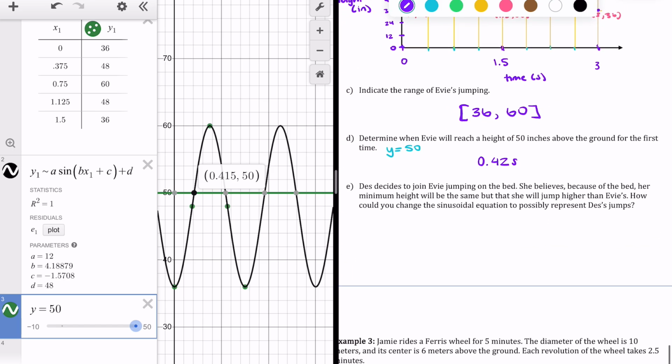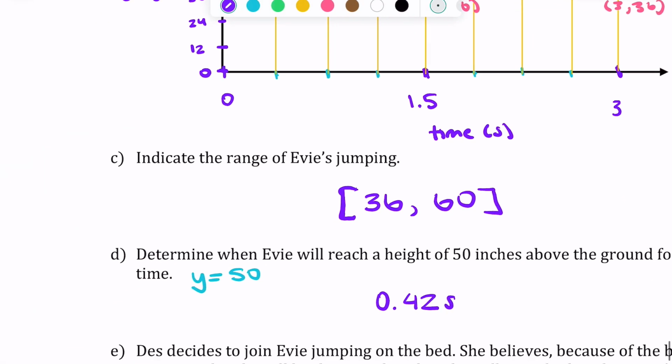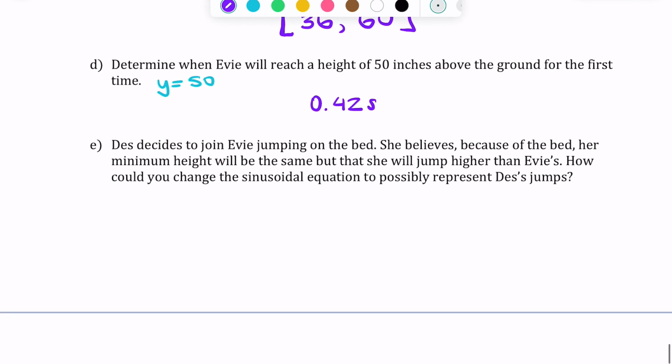Now here's a fun little question. Des decides to join Evie jumping on the bed. She believes because of the bed, her minimum height will be the same, but that she will jump higher than Evie. How could you change the sinusoidal equation to possibly represent Des's jumps?